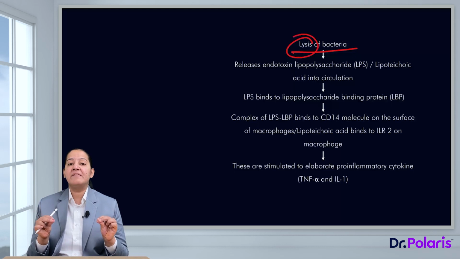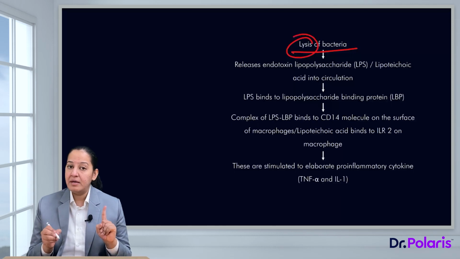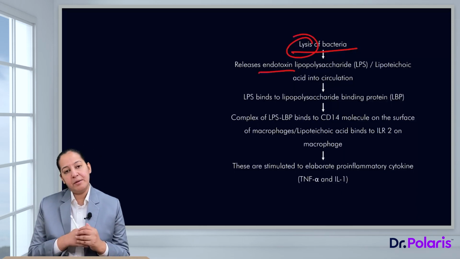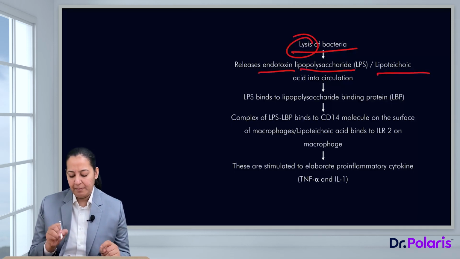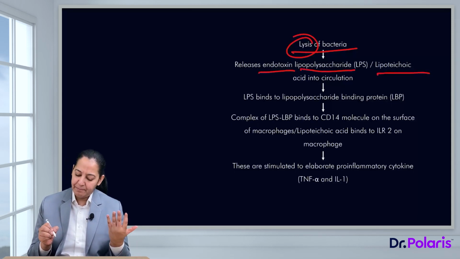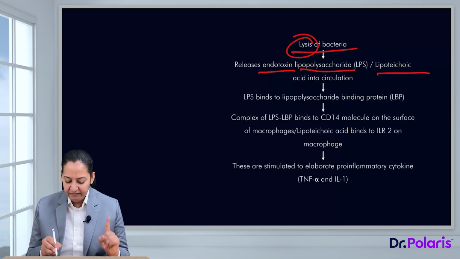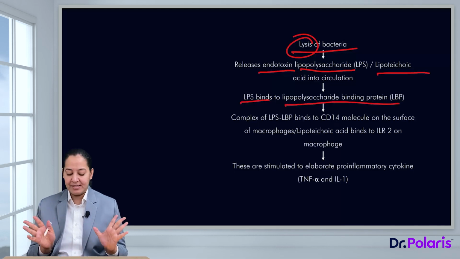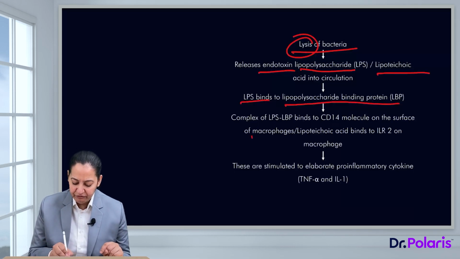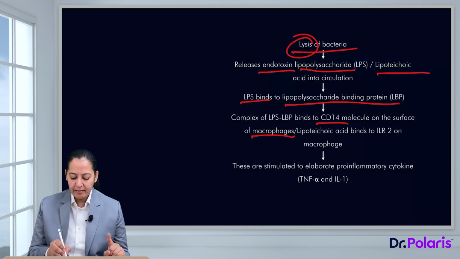So the patient is having septicemia, that is, bacteria is present in the blood. Due to the lysis of the bacteria, if it is gram-negative bacteria, endotoxin will come in the blood. If it is gram-positive bacteria, lipoteichoic acid will come in the blood. So either endotoxin, that is lipopolysaccharide, or lipoteichoic acid, anything coming in the blood will form a bond with lipopolysaccharide or lipoteichoic acid binding protein present in the blood. And that will go to the macrophage and bind with CD14 receptor present on the macrophage.